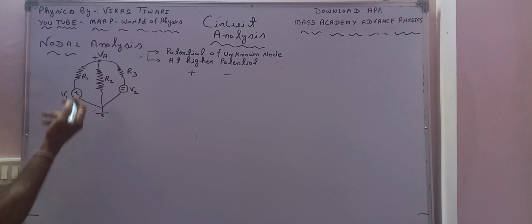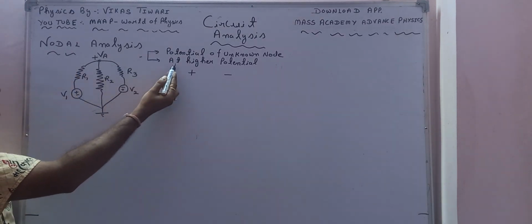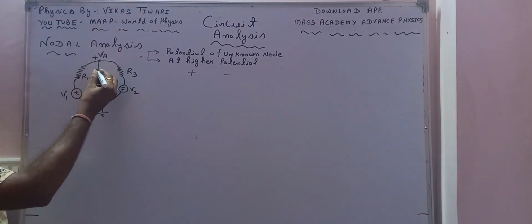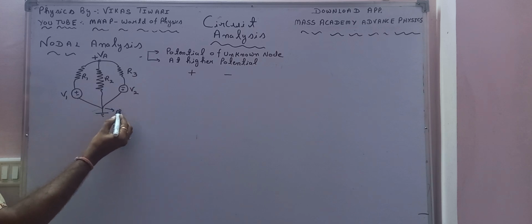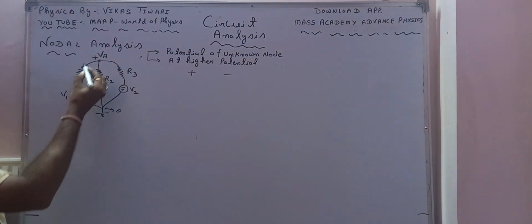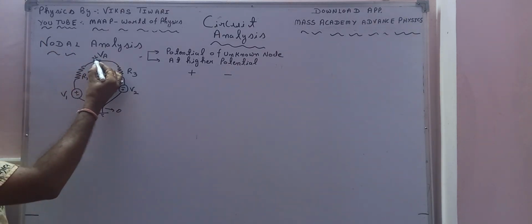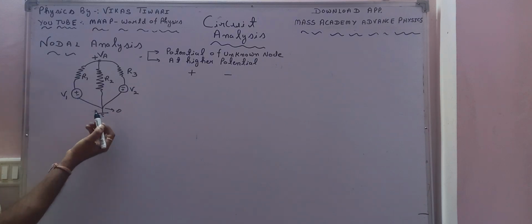How can we analyze? We can just see. I have already told you that the potential of the unknown voltage is always considered at higher potential. Whatever the value of V1, this is the ground node, and the voltage of ground is considered as 0 volt. Whatever the voltage of V1, I will consider VA as always at higher potential. So when VA is at higher potential, V1 is at lower potential, and this is also lower potential.